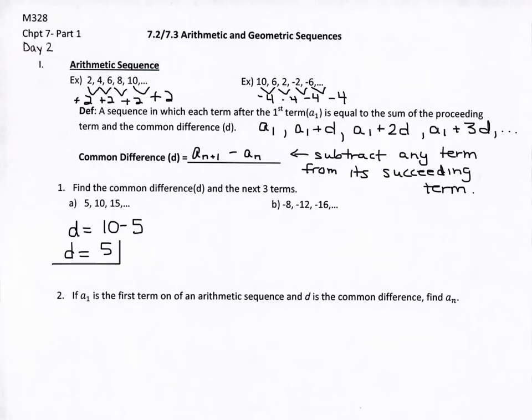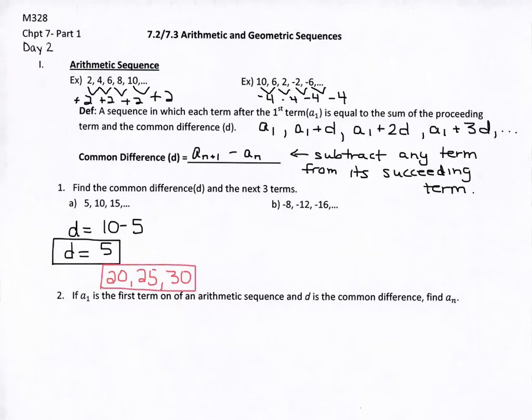So there's the first thing that they wanted. And then find the next terms. Well, based on the definition of an arithmetic sequence, if I have that common difference d of 5, my next three terms will be 15 plus 5, or 20, then 20 plus 5 is 25, and then 25 plus 5 is 30. So there are our next three terms.